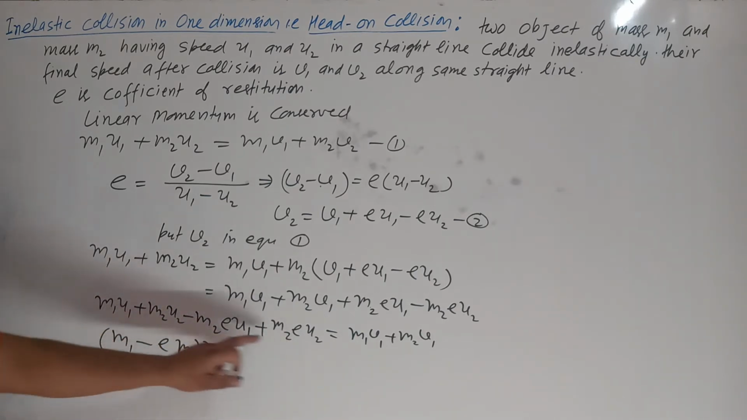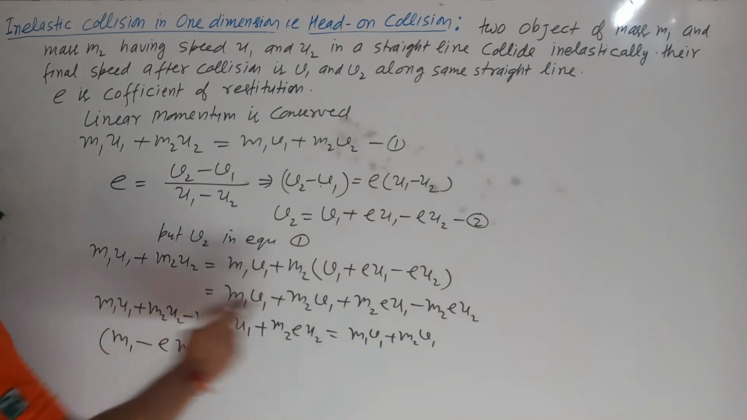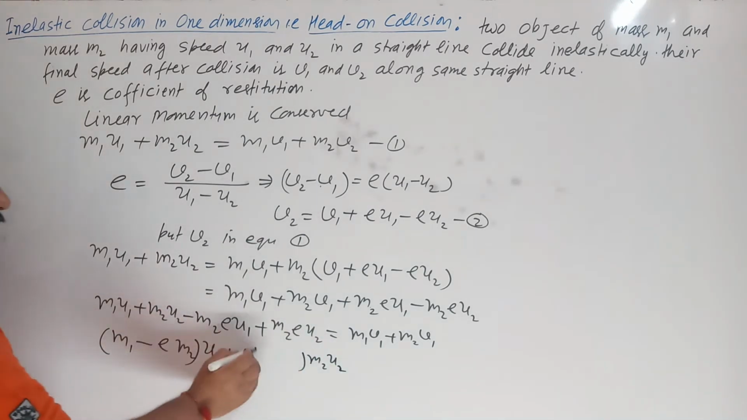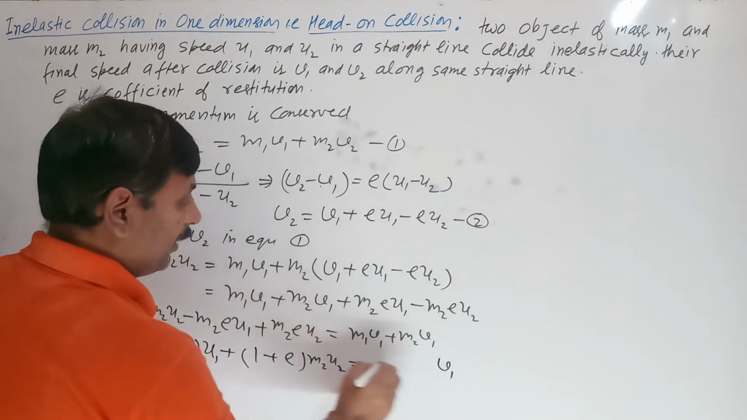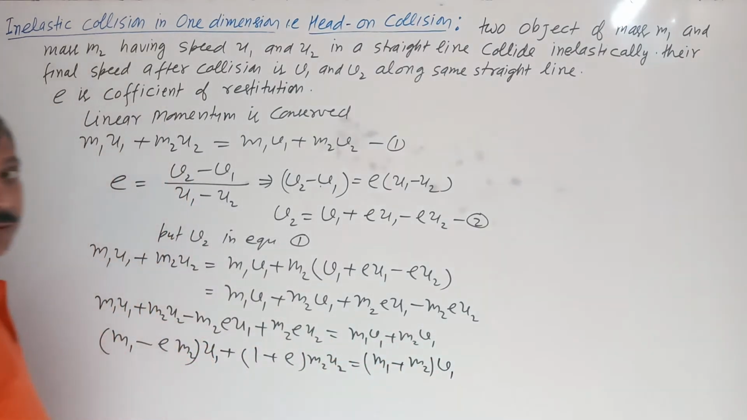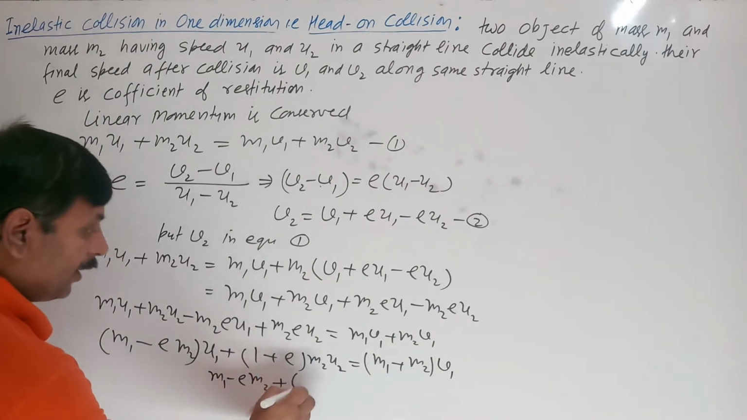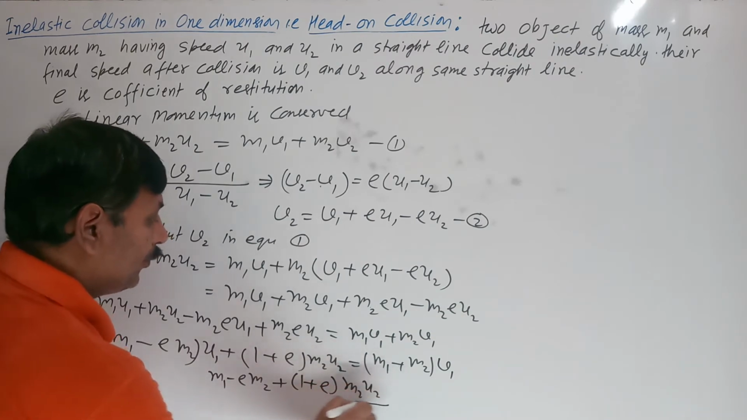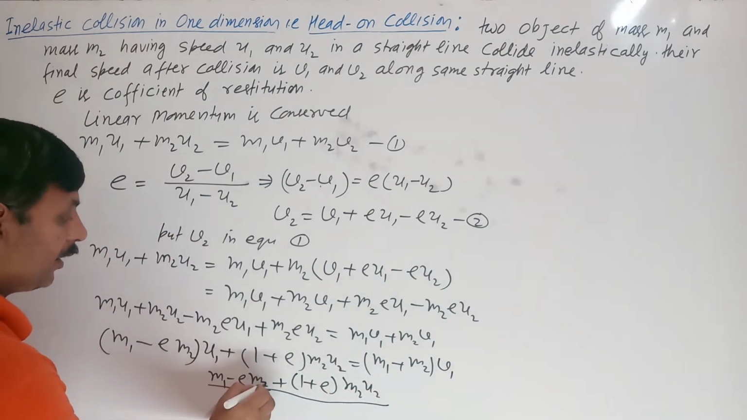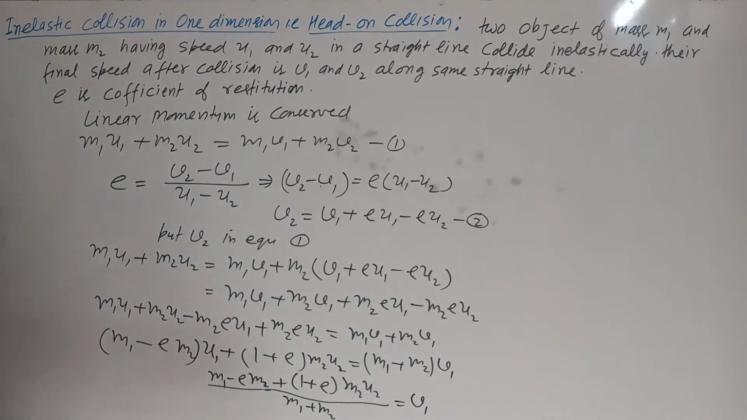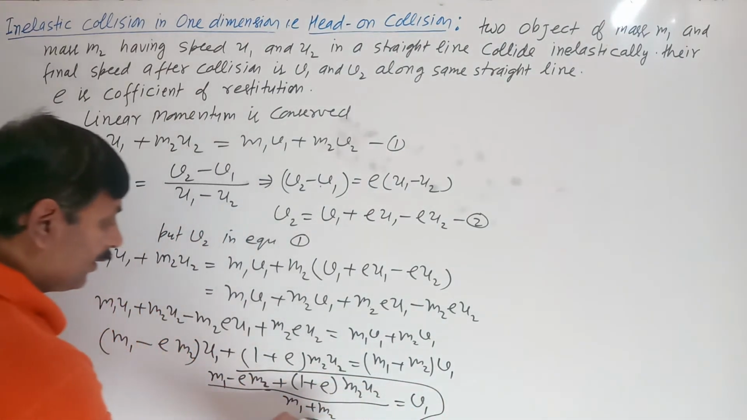And another, here you can see M2U2, M2U2. So this M2U2 I have taken common. So what will be the remaining? Here 1 plus E is equal to V1 I have taken common, M1 plus M2. What will be the V1? V1 is equal to what? This you will take left hand side. Then what happened? M1 E M2 plus 1 plus E M2 U2 divided by M1 plus M2. So this is the V1.